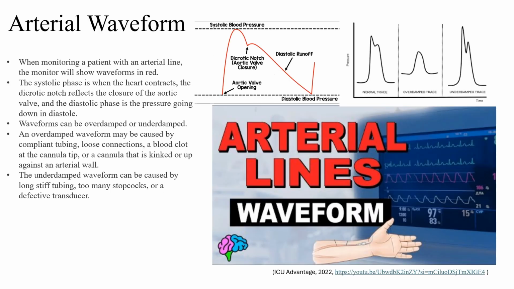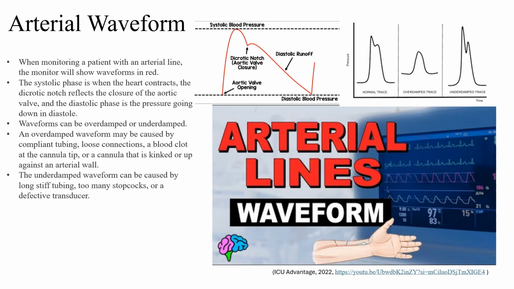When we look at the arterial line waveform, again, a great video from ICU Advantage, check that out. She goes in and talks about the waveform and what we should look at for normal values and what it might be if there is an issue with the line itself. So when we monitor a patient with an arterial line, typically it'll show up on our monitor in a red color, and it'll say ABP, which is arterial blood pressure. It should say that on the monitor.